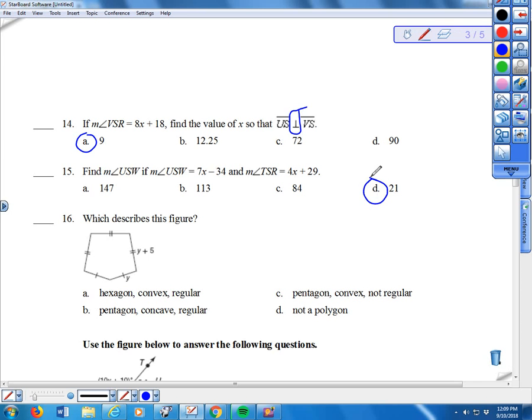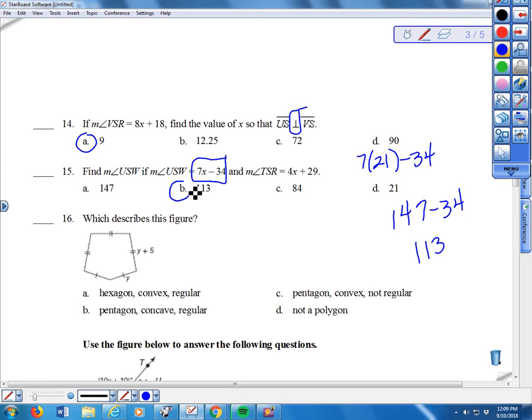Is that what they wanted, though? X? What do they want? 7x minus 34 is USW, right? So I've got to put 21 in. What is that? 113. There's the answer. Make sure you read the question and you're answering the question.